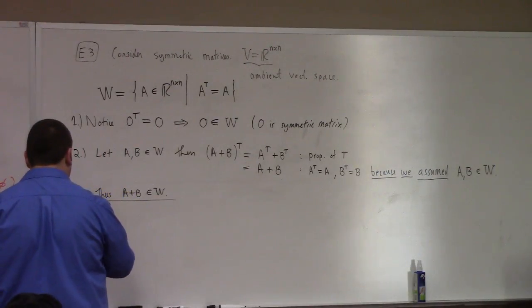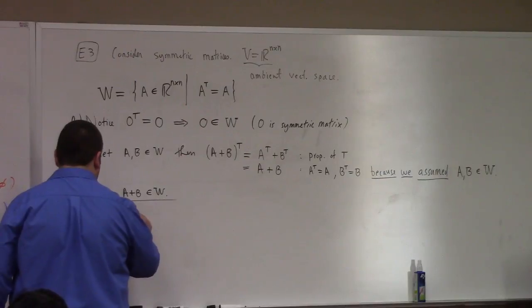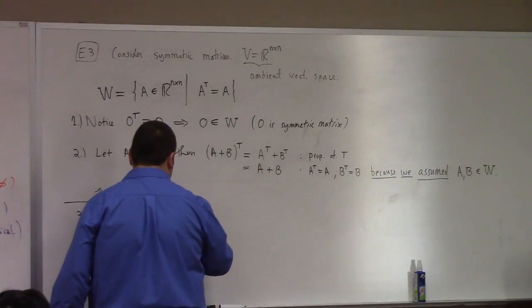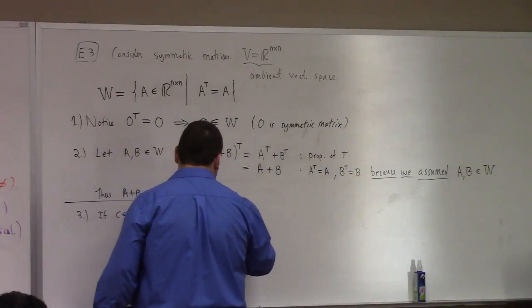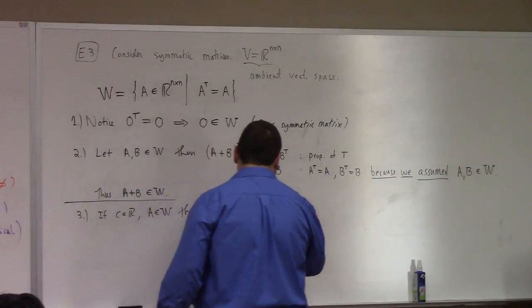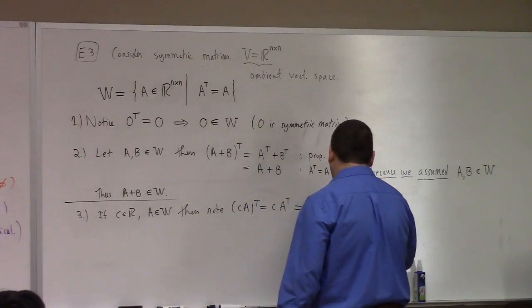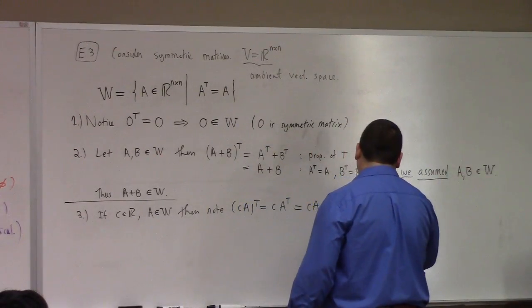3. If C is a real number and A is in W, then note that C times A transpose is C times A transpose, which is C times A. Therefore, C times A is also in W.